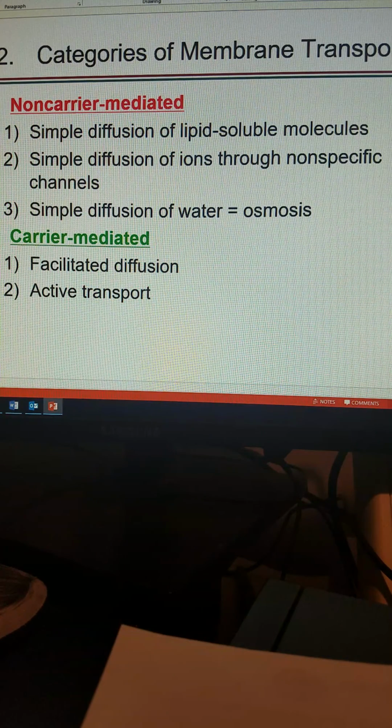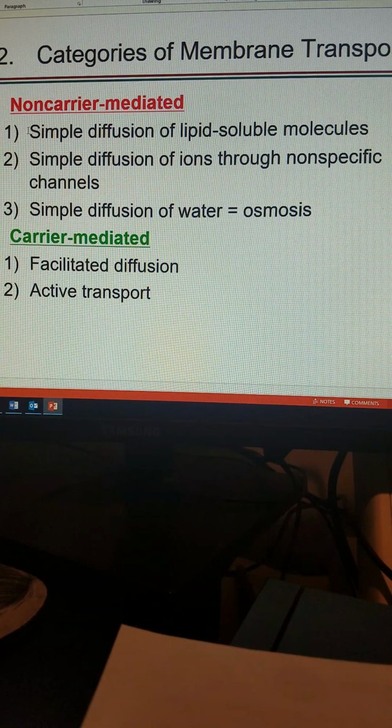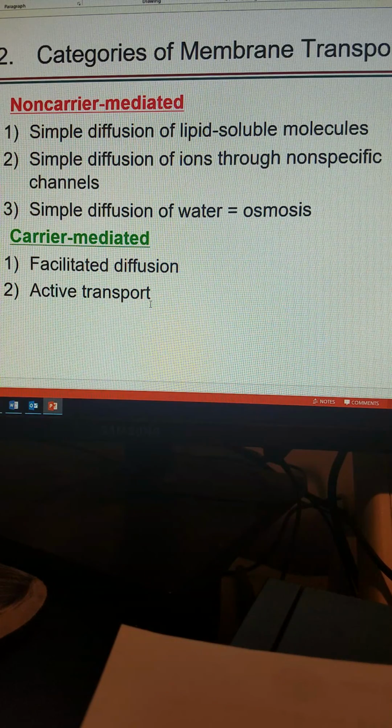Alright, so categories of membrane transport. We have non-carrier versus carrier. So what does that mean? A carrier means, are we going to be able to use proteins to get things across, or can we just simply diffuse or go through the cell membrane without the help of a protein? And so for our non-carrier mediated, we have simple diffusion and osmosis, and we'll go through these here in a minute, and our carrier mediated, which means we know we need a protein to help us out, we have facilitated diffusion, and we have active transport.